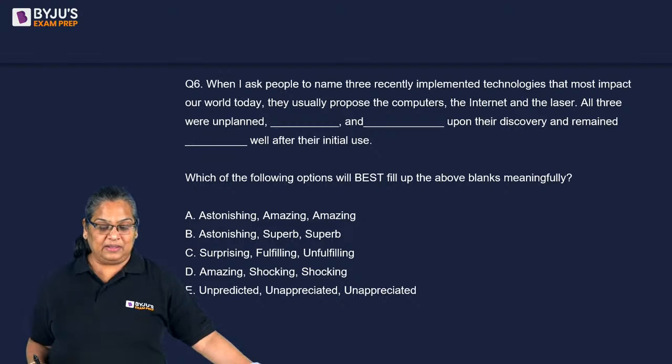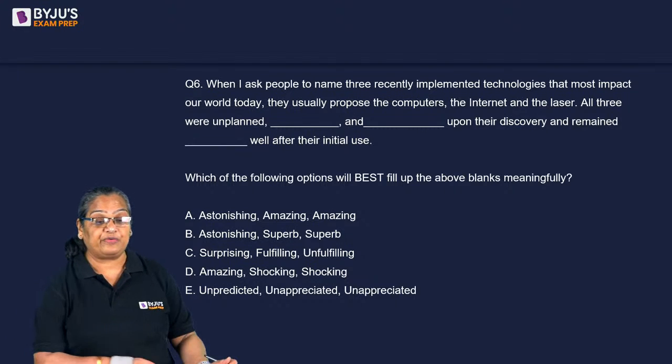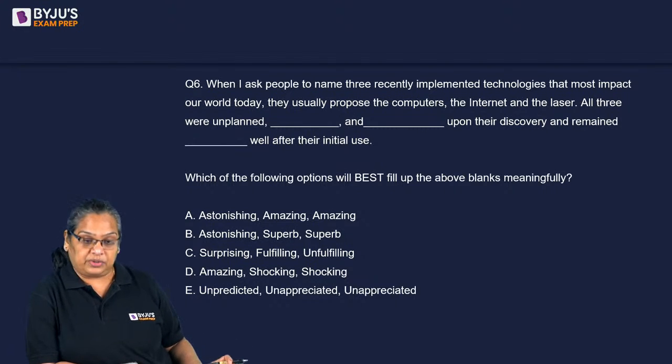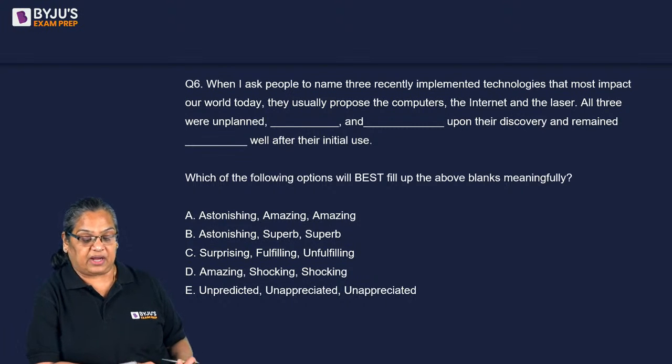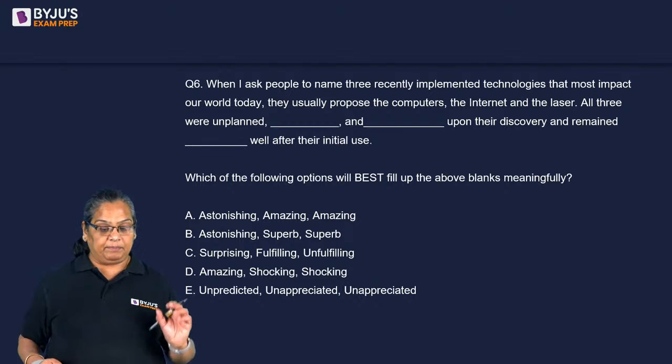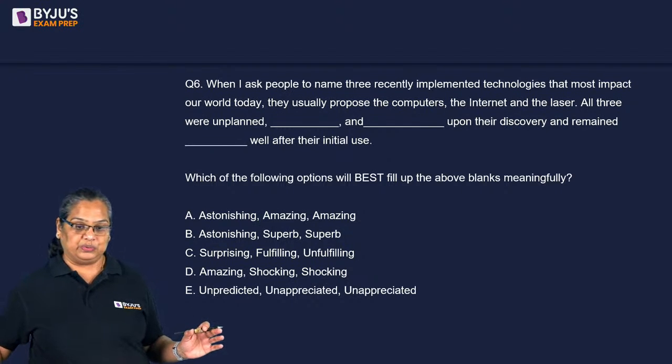All right. Another one, a very rare case, I'll tell you what is very different. Question 6. When I ask people to name 3 recently implemented technologies that impact our world today, they usually propose the computers, the internet, and the laser. All 3 were unplanned, dash upon their discovery, and remained dash well after their initial use.